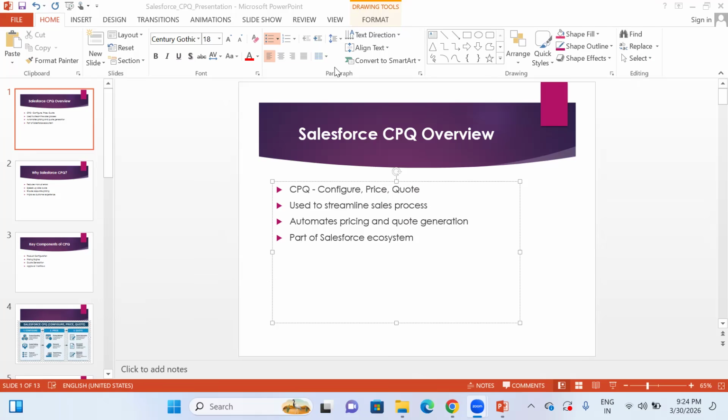Now and then, whenever we work on Salesforce as a CRM platform, this is part of it. Even for sales teams, it is useful nowadays to automate pricing. Quotation generation, everything can be done using Salesforce CPQ. This is what CPQ is all about.